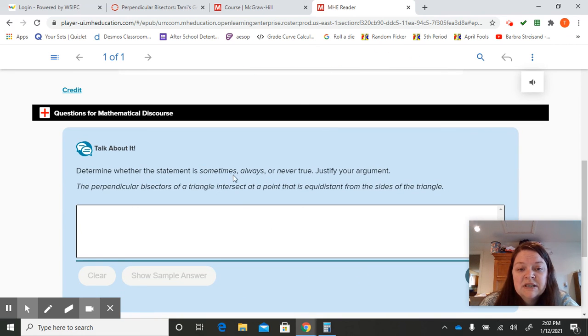Determine whether the statement is sometimes, always, or never true. Justify your argument. The perpendicular bisectors of a triangle intersect at a point that is equidistant from the sides of the triangle. Is that sometimes true, always true, or never true? Write that down in your notes and have it ready to go for later.